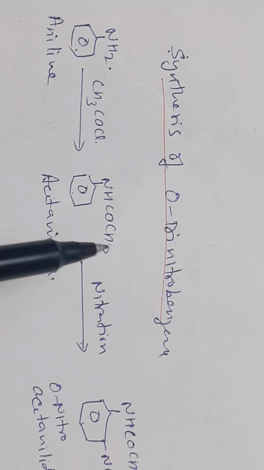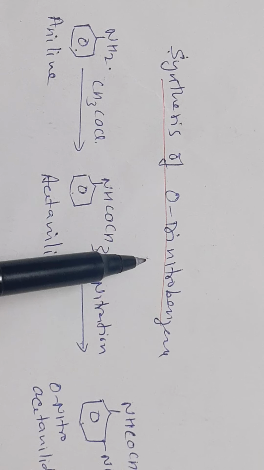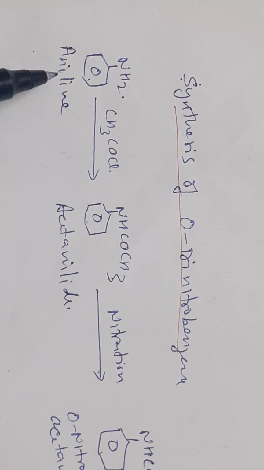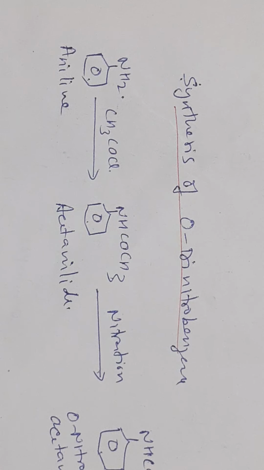The other compound is ortho-dinitrobenzene. The ortho-dinitrobenzene cannot be synthesized directly by the nitration of nitrobenzene. The ortho-dinitrobenzene can be synthesized from aniline. The nitration of aniline gives the nitroaniline, and then oxidation gives the ortho-dinitrobenzene.